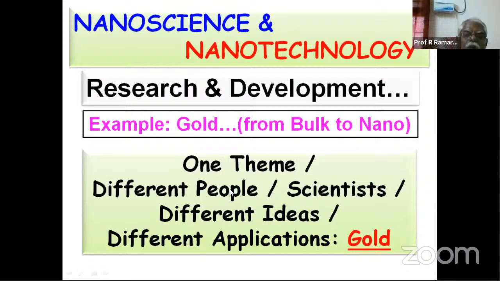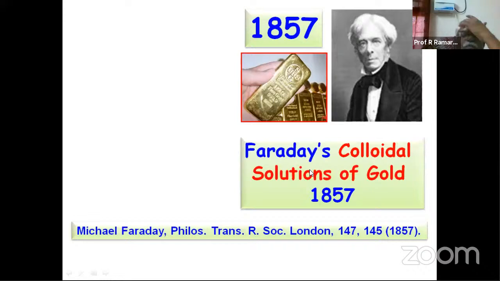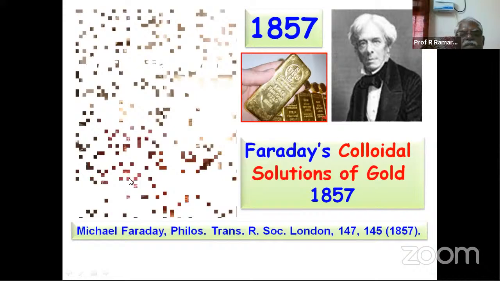So this is the first idea: Faraday thought of a different form of gold. It was in 1857, almost 130 years ago. Faraday prepared a colloidal gold solution, but until then gold was known only as a yellow bulk metal. Faraday did research on it, and I will tell you later why he did that research. In 1857, he prepared a gold colored solution.